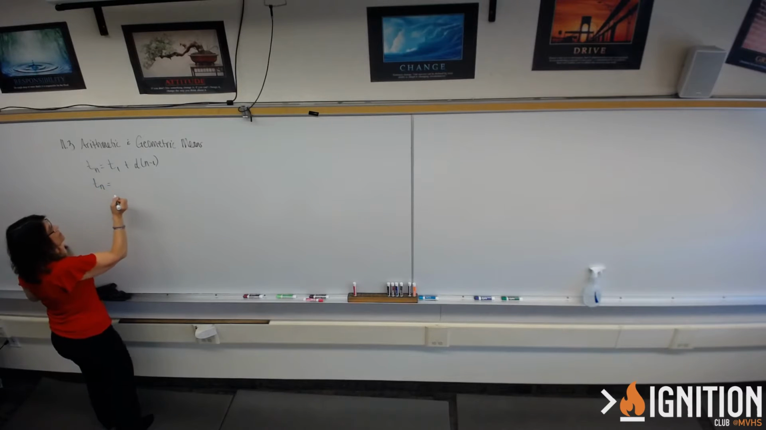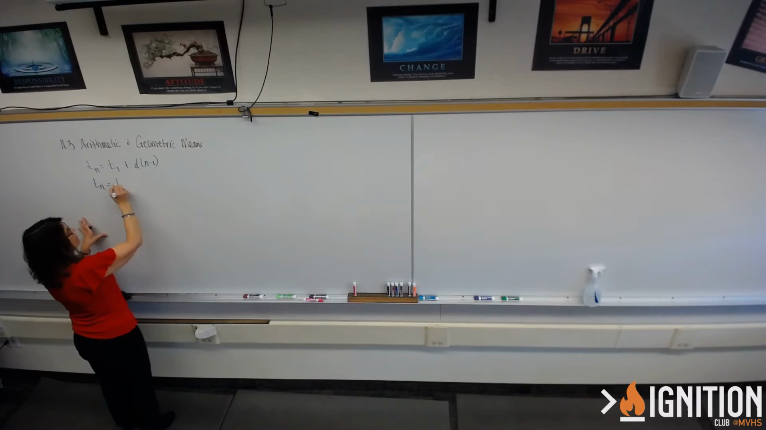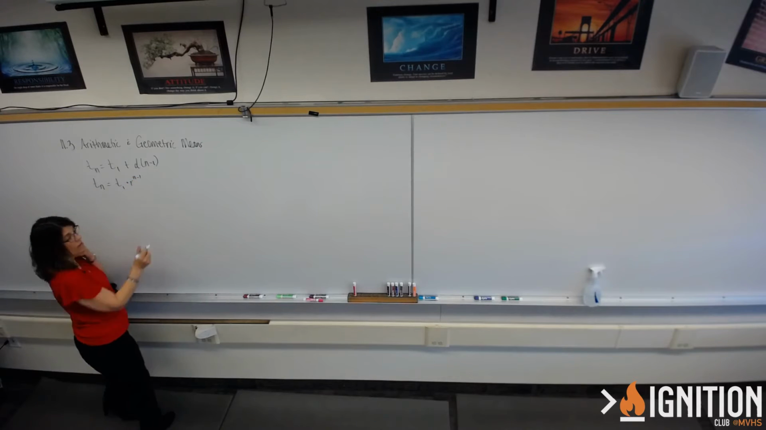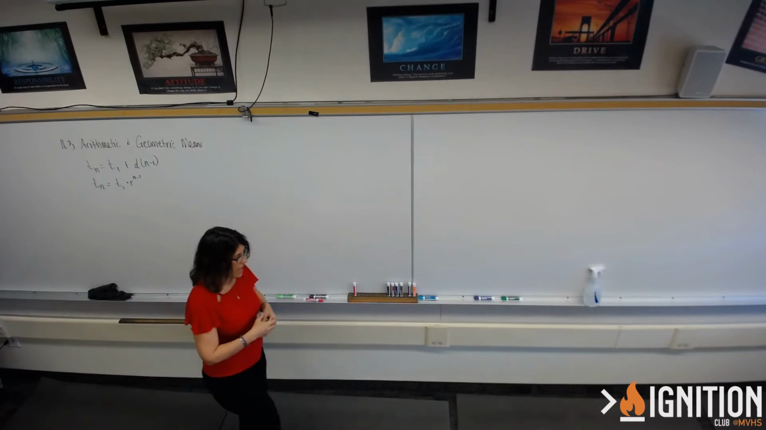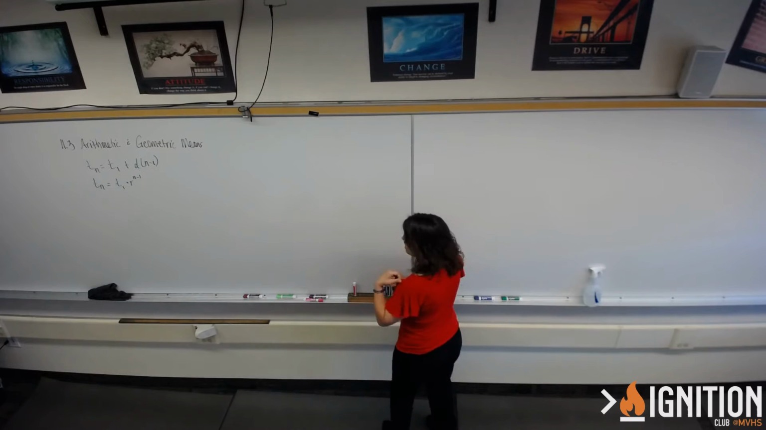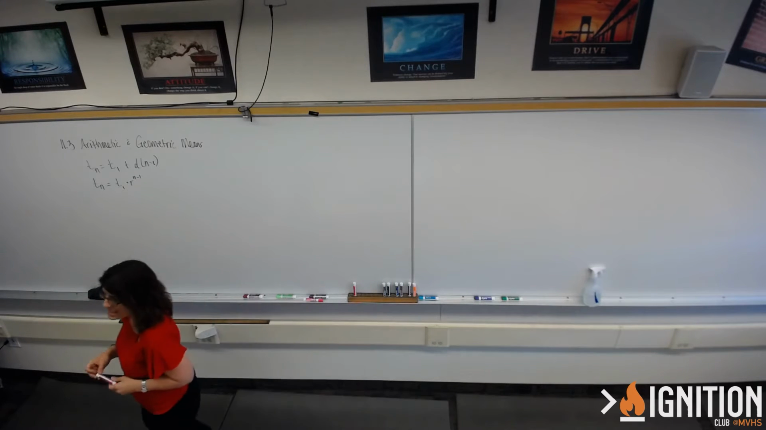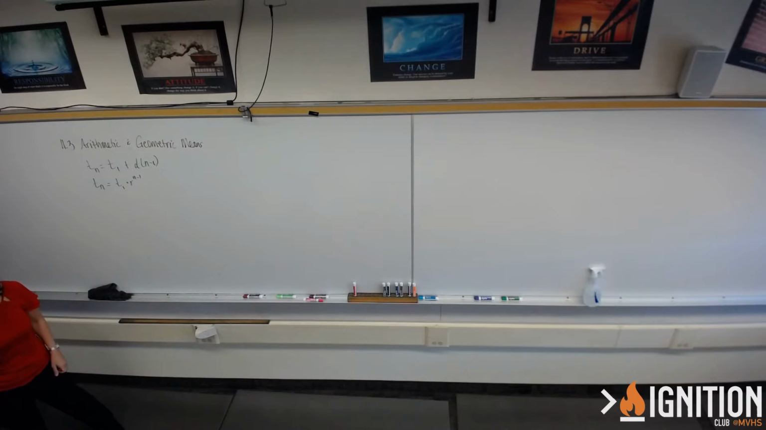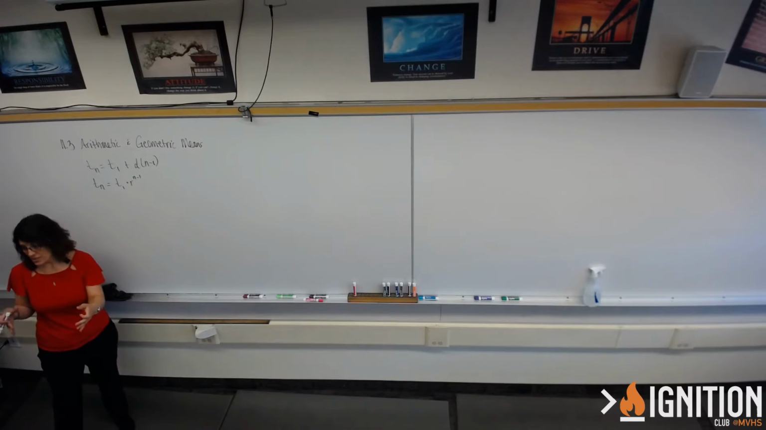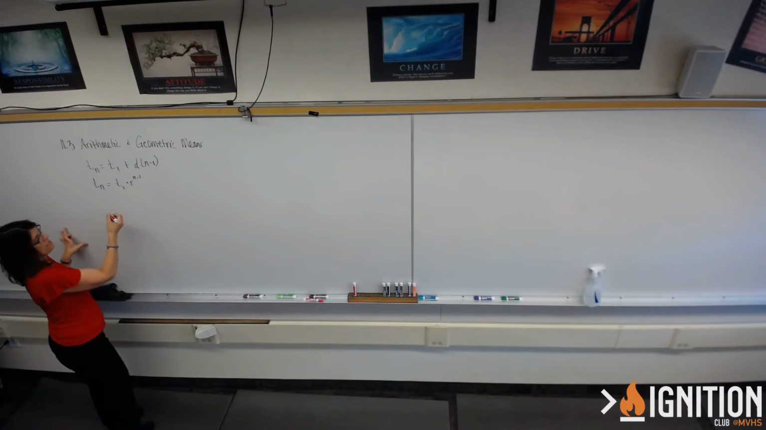Geometric. T sub 1 times r to the power of n minus 1. Multiplication is geometric. Times 3, times 3, times 1/2, times 1/4, and so on. Okay, what's a mean? Average. Means an average. So we're going to talk about how you can have more than one mean in a sequence.